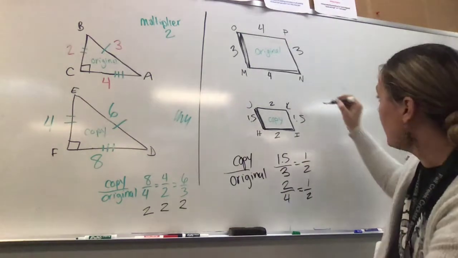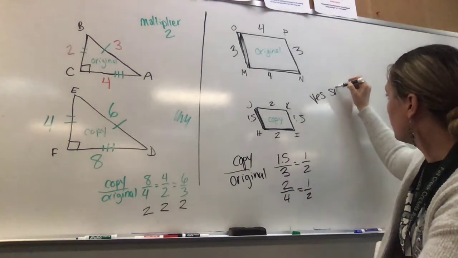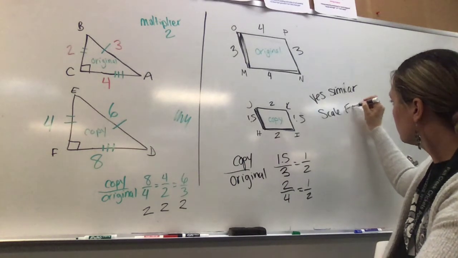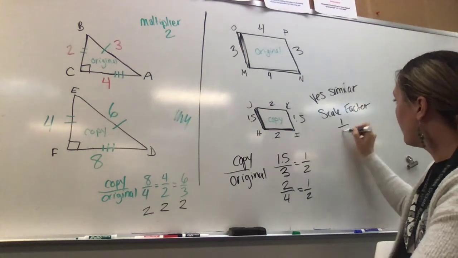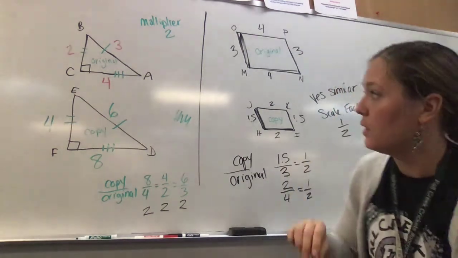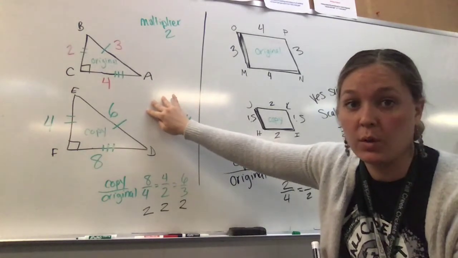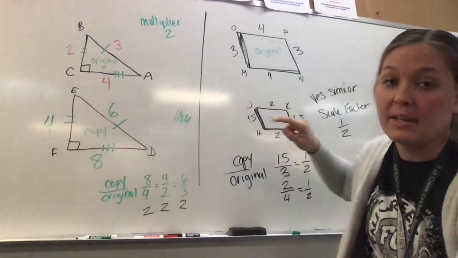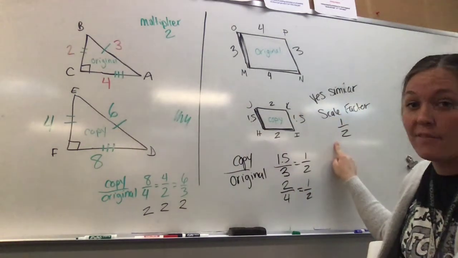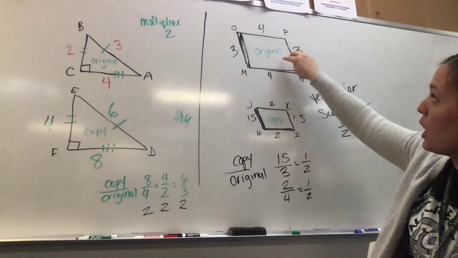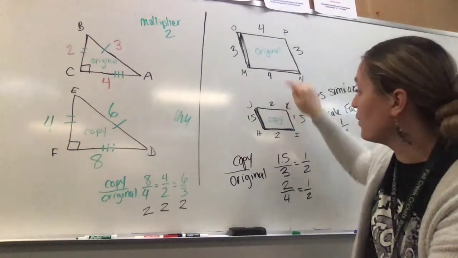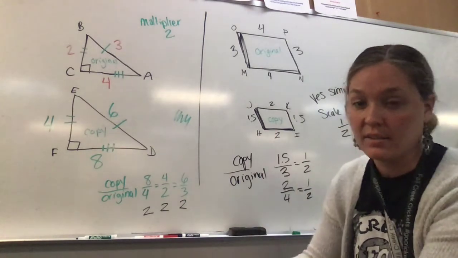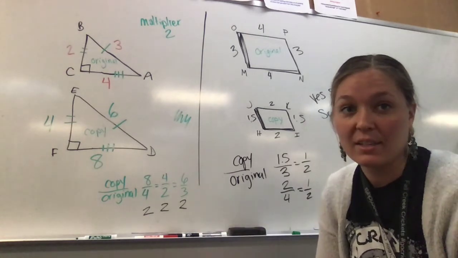So I would say yes, similar, and I would say scale factor 1/2. So the scale factor or multiplier in the last one was 2 because the copy is twice as big as the original. And in this one, our scale factor is 1/2 because when we put our original into the copy machine and out came our copy, it was smaller, and that means it has to be less than 1. And that is 1/2 the size, actually. Okay, so that is similar figures.